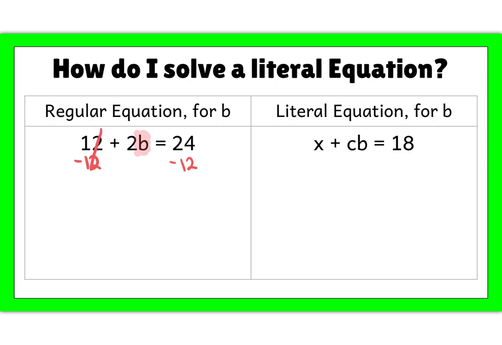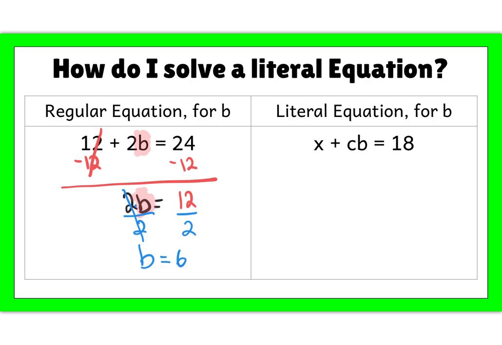So 12 minus 12 is 0, and 24 minus 12 is going to give me 12. So I can bring down the 2b and the equal sign. I still want to get b by itself, so I want to undo the multiplication, the 2 times the b. So I'm going to divide both sides by 2. So 2 divided by 2 gives us 1. So I have 1b left, and that is going to equal 6.